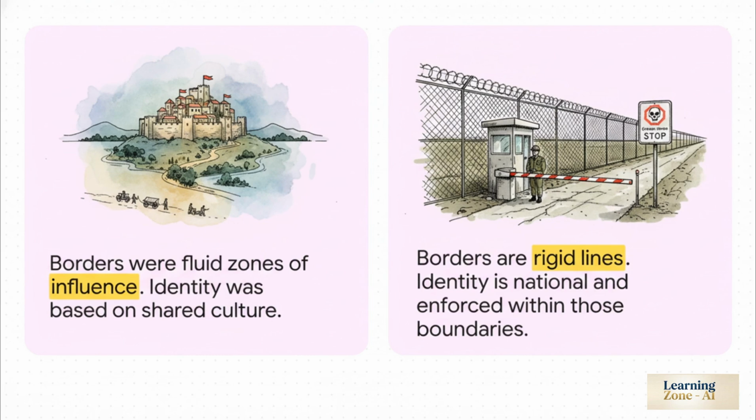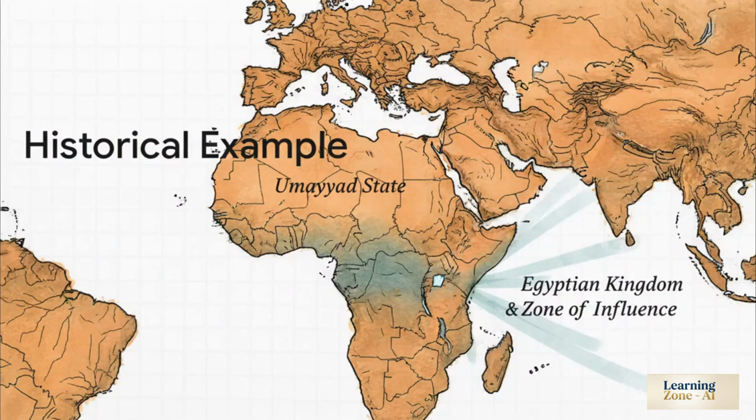But modern states, totally different. They're all about hard, fixed lines on a map, lines that are policed and defended, creating this very specific national identity inside those walls. And our source points to some amazing examples. You look at something like the Umayyad state, it was this enormous connected world. Or take the old Egyptian kingdom. Its influence reached way down into Africa, way past its modern borders, heading towards Somalia. There weren't any hard lines, no stop here signs. It was all just fluid.